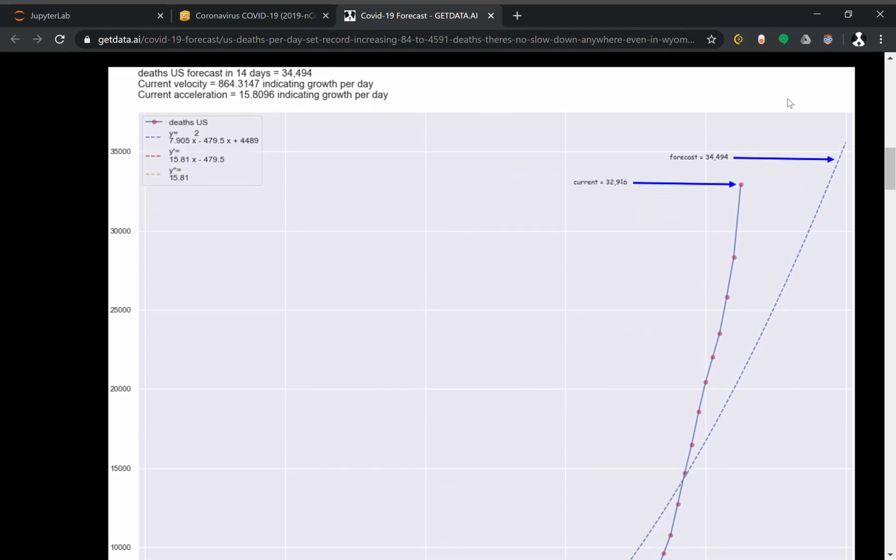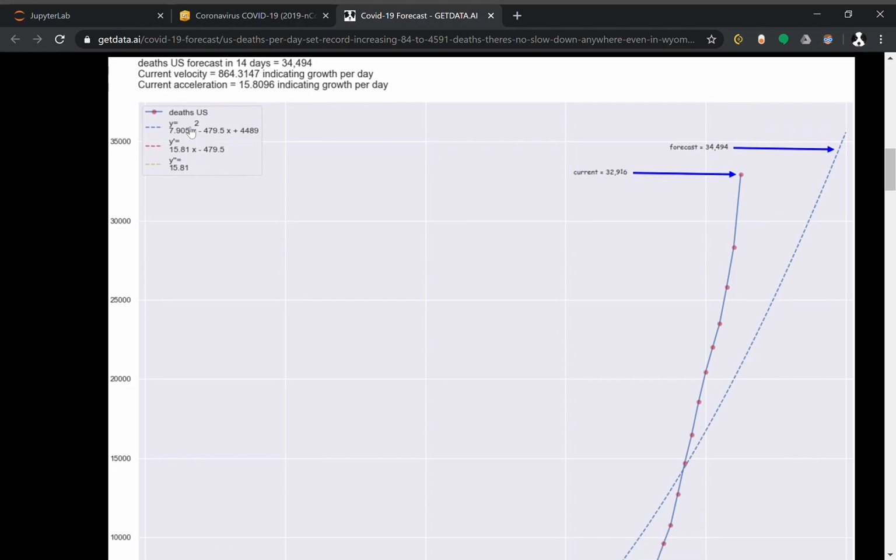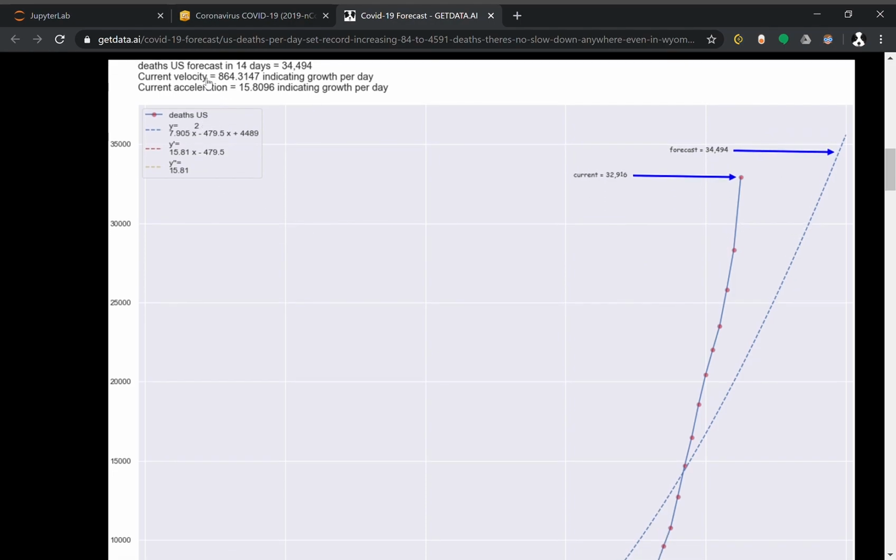All right, so now deaths, right? As reported, the deaths have jumped. So if you look, what is this chart saying? This is deaths in the U.S. forecast for 14 days. So 14 days out, we expect 34,000 deaths. We're already at 32,000 deaths. Okay.